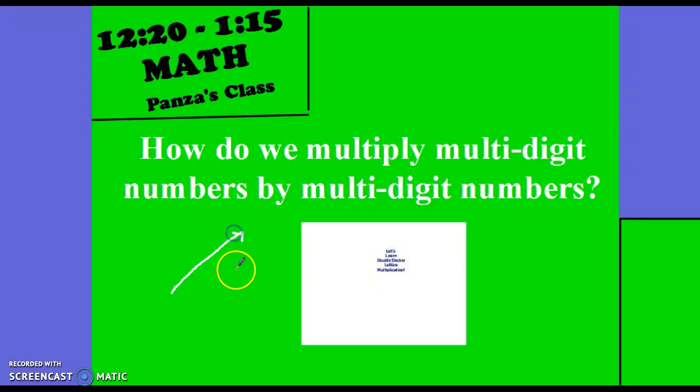How do we multiply multi-digit numbers by multi-digit numbers? We've multiplied multi-digit numbers by a single-digit number, and now we're just going to add at least one more digit. The great thing is, nothing really changes. Let me show you how.